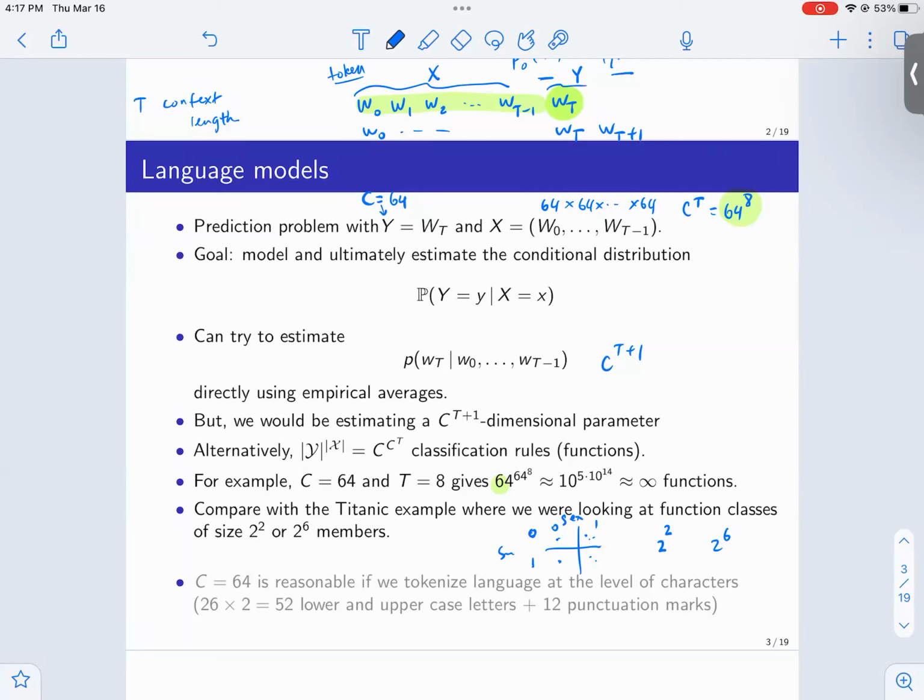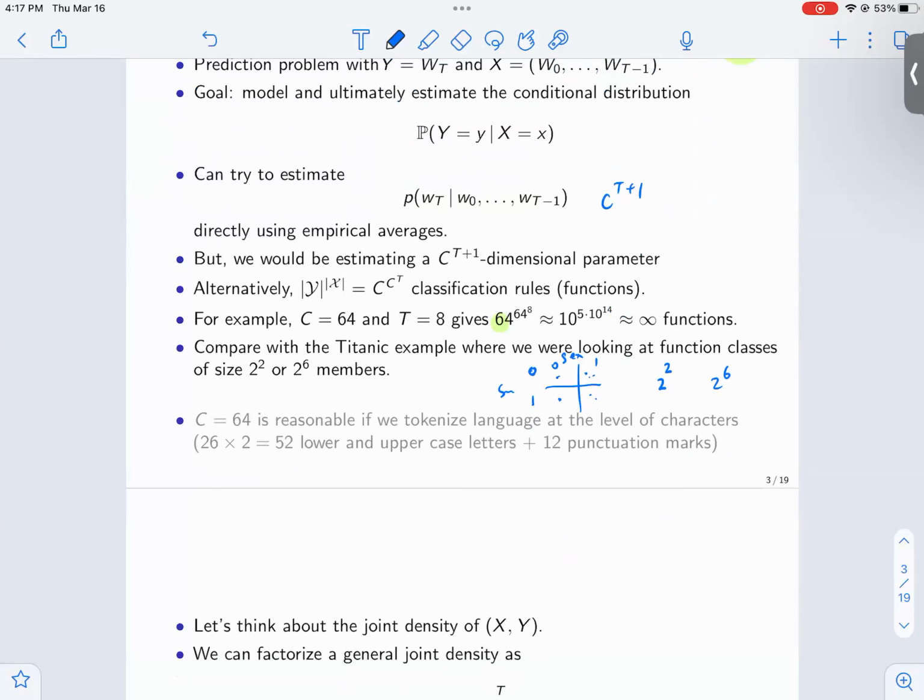How did you get the 64 to the 64 to the 8? Sorry, could you just say that again? Yeah, anyone can argue that. So suppose I'm predicting a response, and I want to learn a function from x to y. This is the number of levels of x. This is the number of levels of y. How many possible functions do I have?